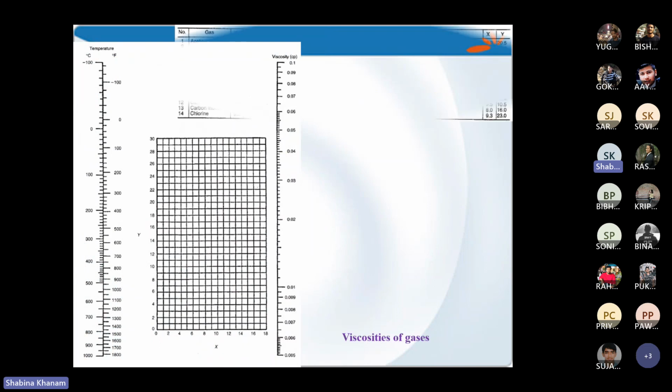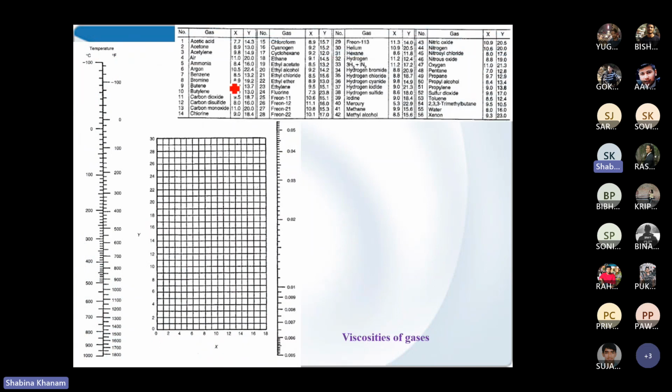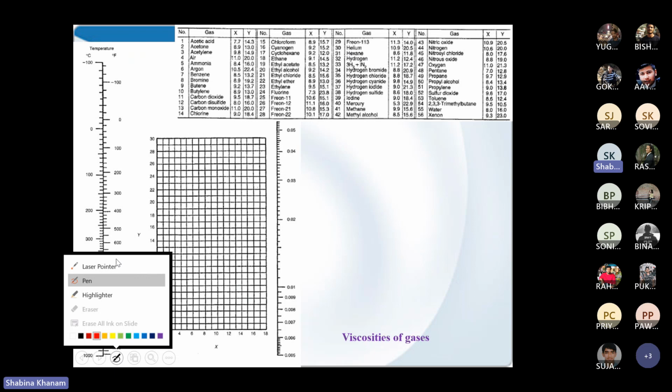Similarly, I am having the viscosity of the gases. X and y values you can see over here, and that you can locate over here. Temperature you can see from here. Draw a straight line from this temperature to that point, and wherever it cuts this axis scale, that value we consider as the viscosity of the gases. The procedure is the same for all.